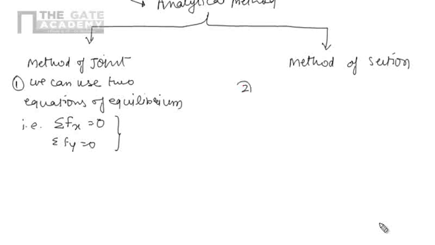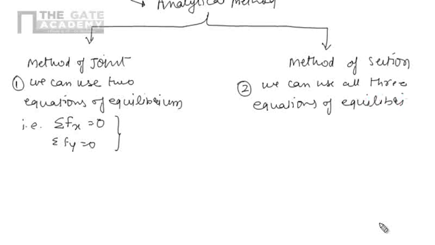Similarly, in case of method of section, we can use all three equations of equilibrium, that is algebraic summation of all horizontal forces should be 0, algebraic summation of all vertical forces should be 0, algebraic summation of moments of all the forces about any point should be 0. So these three equations we can use in method of section.